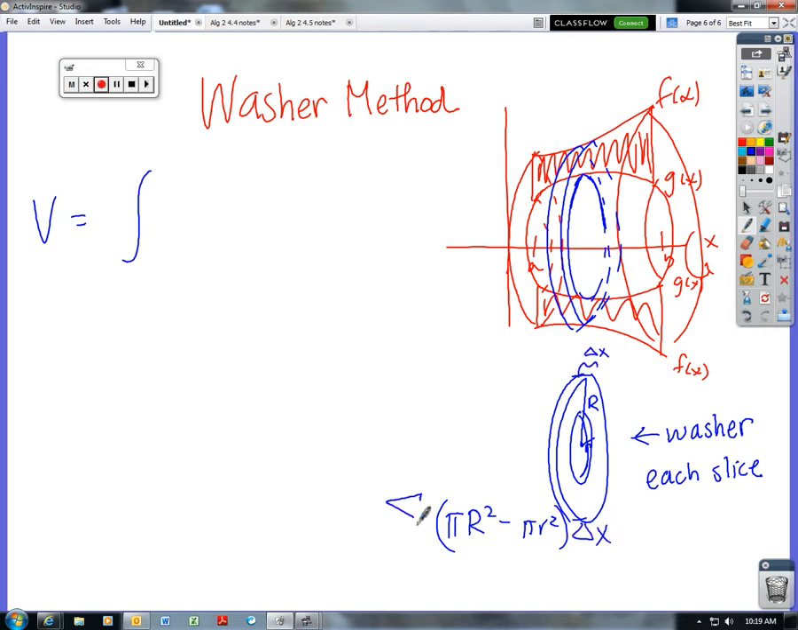And we're summing all those up, so therefore our integral is pi times the integral of big R squared minus little r squared dx from A to B.